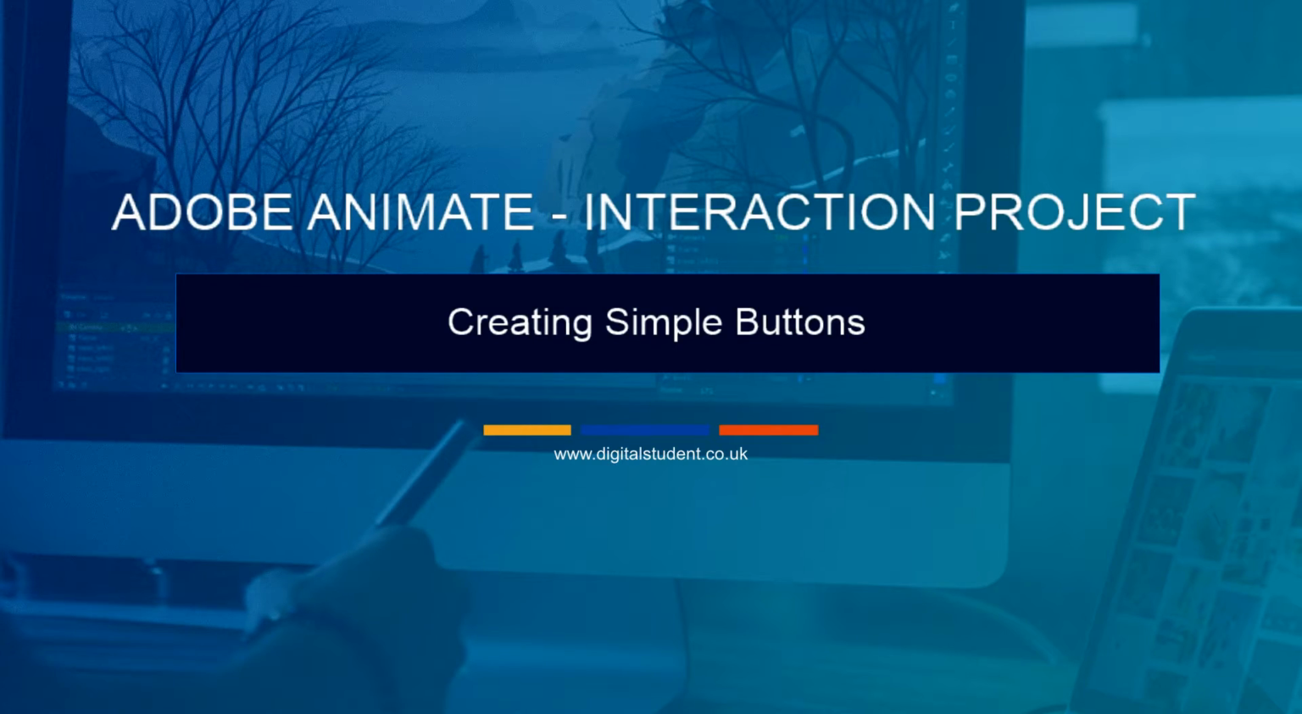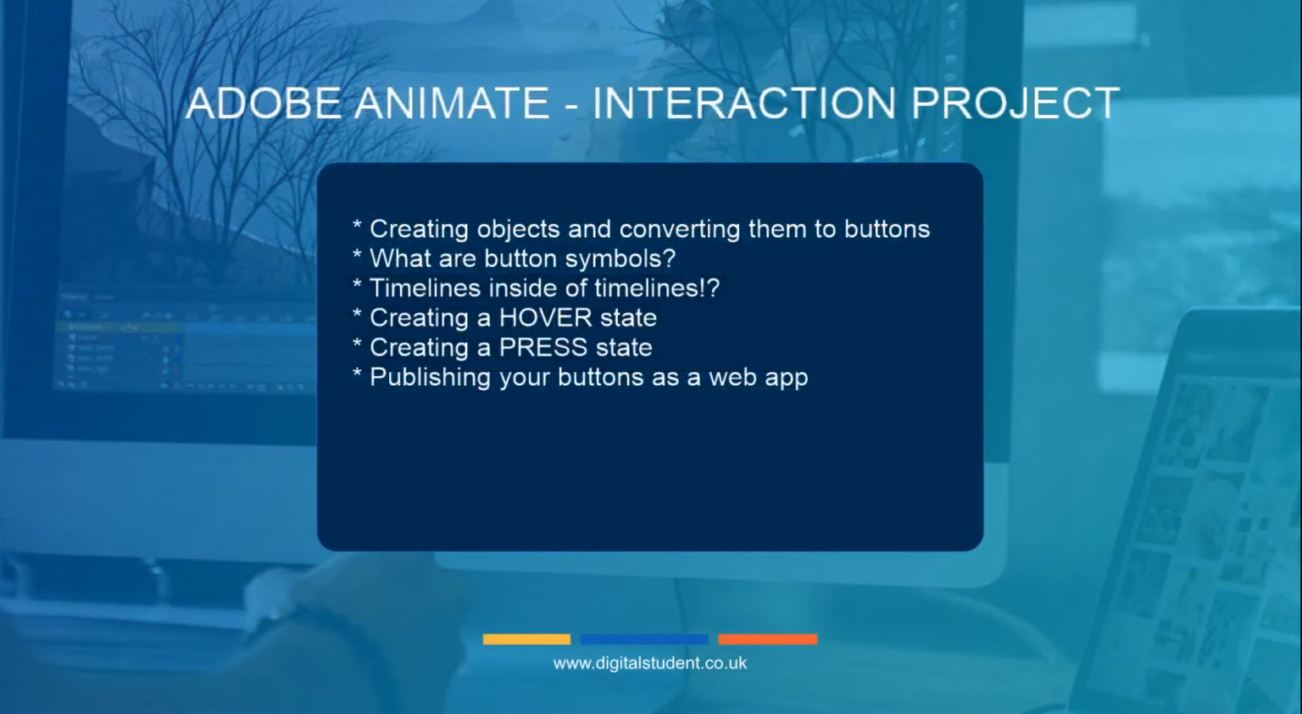As we move through, we're going to look at all kinds of different interactions, how to create scenes, how to create various kinds of buttons. So in this lesson, we're just going to look at how to create simple buttons. So we're going to take a bunch of drawn objects and we're going to convert them to a button, and then we're going to look at the timeline for the button, and we're going to create some hover states, press state, and then finally we're going to publish that button as a web app. So we're going to literally work through the whole scene and see how all of this works.